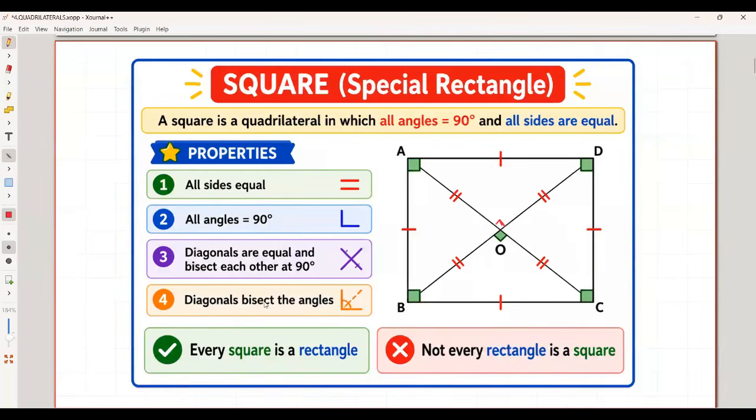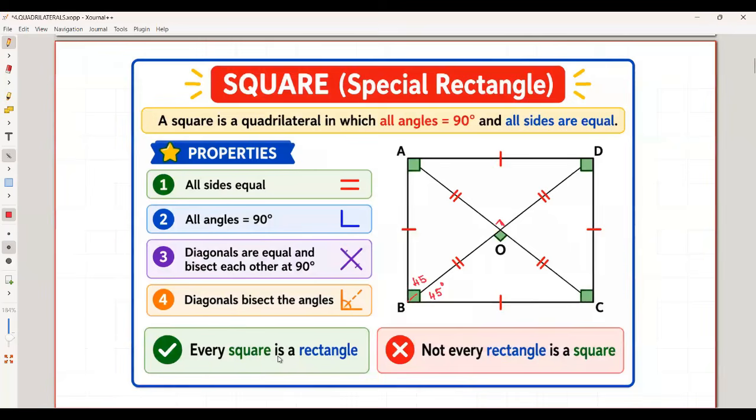The next property is that the diagonals bisect the angles. Bisect means dividing into 2 equal parts. This angle is 90 degrees, we know that, so bisecting means this part will be 45 degrees and this part will be 45 degrees. Dividing into 2 equal parts. Only for squares, the diagonals bisect the angles.